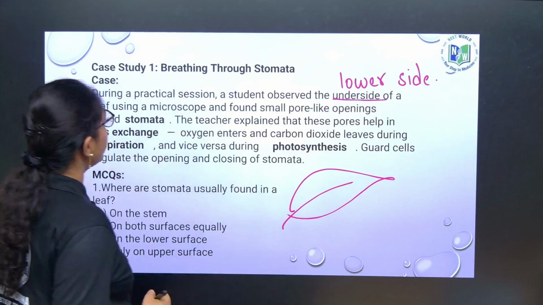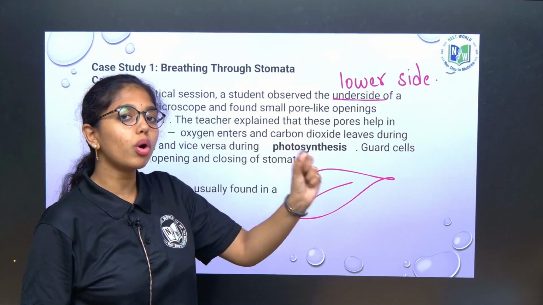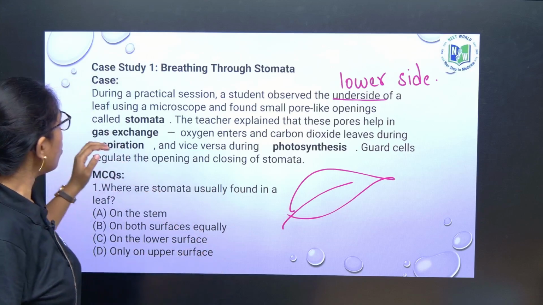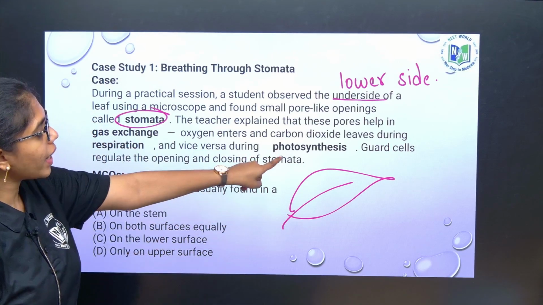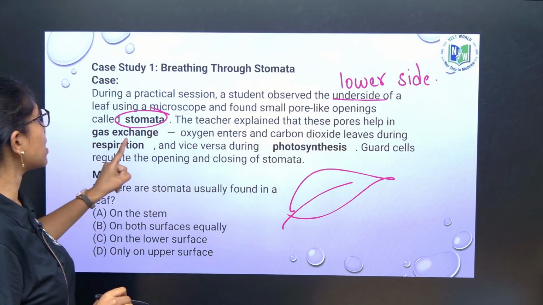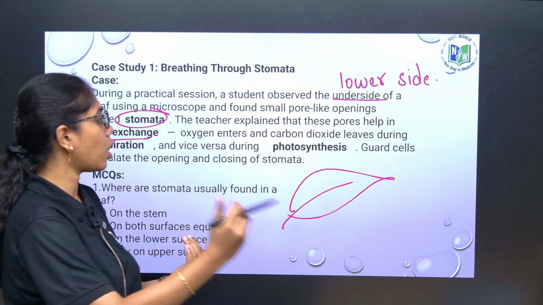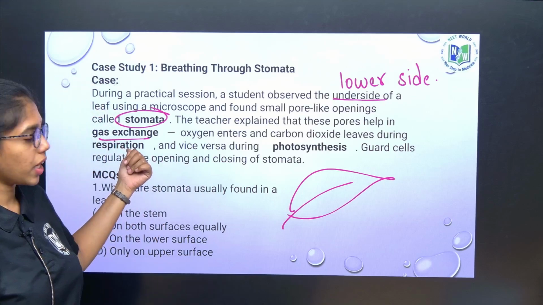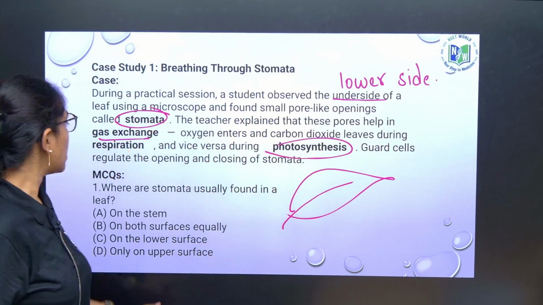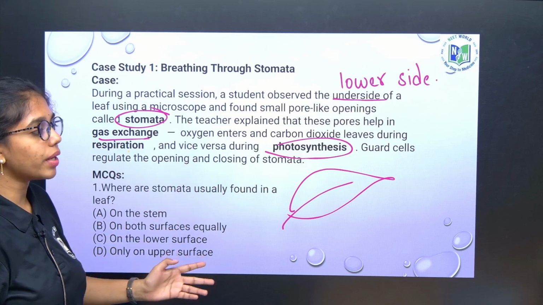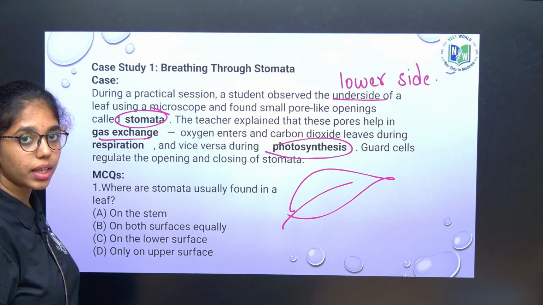He observed the lower side of a leaf using a microscope and found small pore-like openings there. So, they called it as what? Stomata. The teacher explained that these pores help in gaseous exchange, oxygen enters and carbon dioxide leaves during respiration, and vice versa during photosynthesis. Guard cells regulate the opening and closing of stomata. This is the content that is given in the case study.